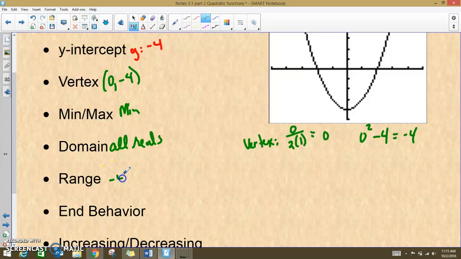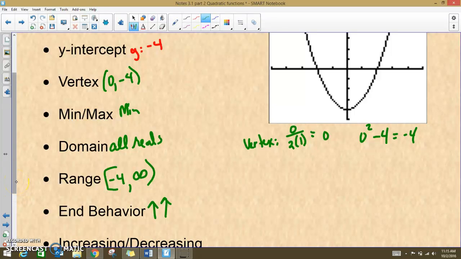So my lowest point is at -4, and then it continues forever in the positive direction. Okay. My ending behavior, we can either eyeball it from the graph, or the a value is a +1. So the ending behavior means both of our arrows should be pointing up.